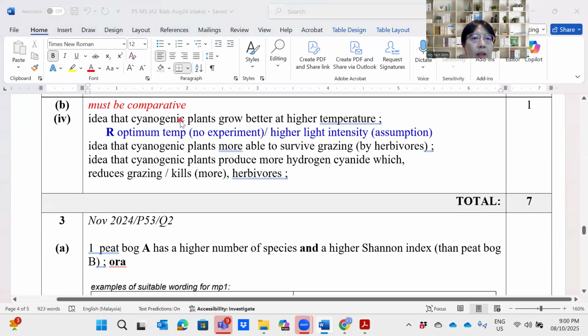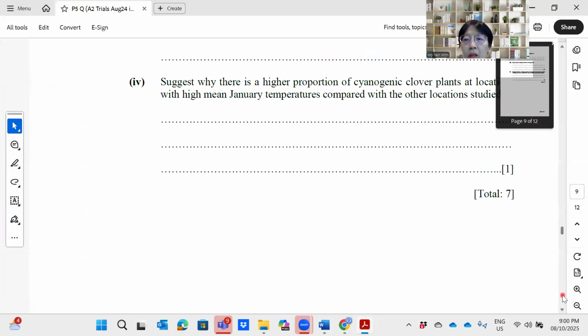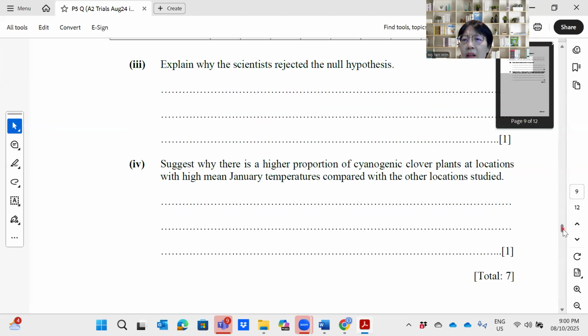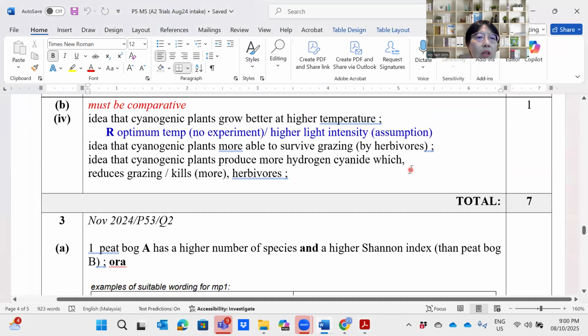Okay, I like this question, thinking question. Suggest why there's a higher proportion of cyanogenic clover plant at the location with higher mean January temperatures compared with other temperatures. What is that? Okay, so when the temperature is higher, why is the proportion of the plants higher? So when it's higher temperature, the plants grow better. So when the plants grow better, of course, it has got higher density.